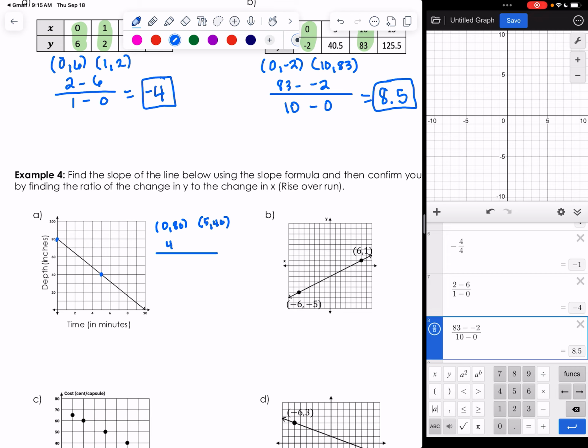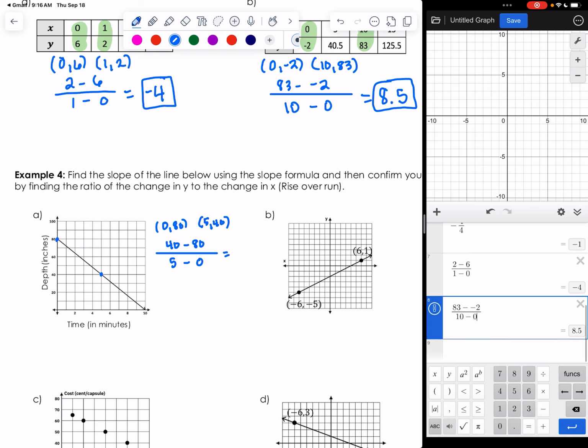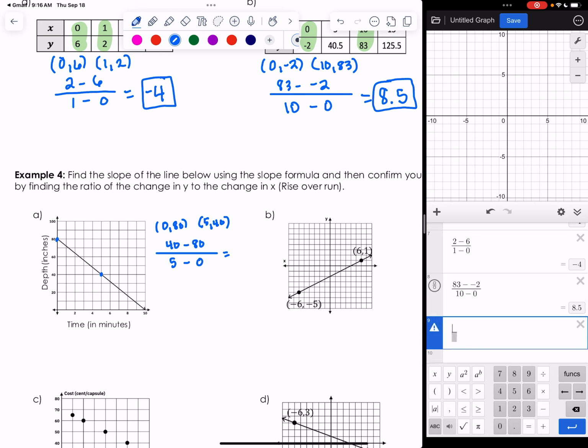All right, once you've identified 2 friendly points, now you're going to use your slope formula. So 40, second y minus first y, 40 minus 80. On the bottom, second x, which is 5, minus first x, which is 0. Come over here, push your division bar, 40 minus 80 over 5 minus 0. And that would give me a slope of -8. Now that's using the slope formula.